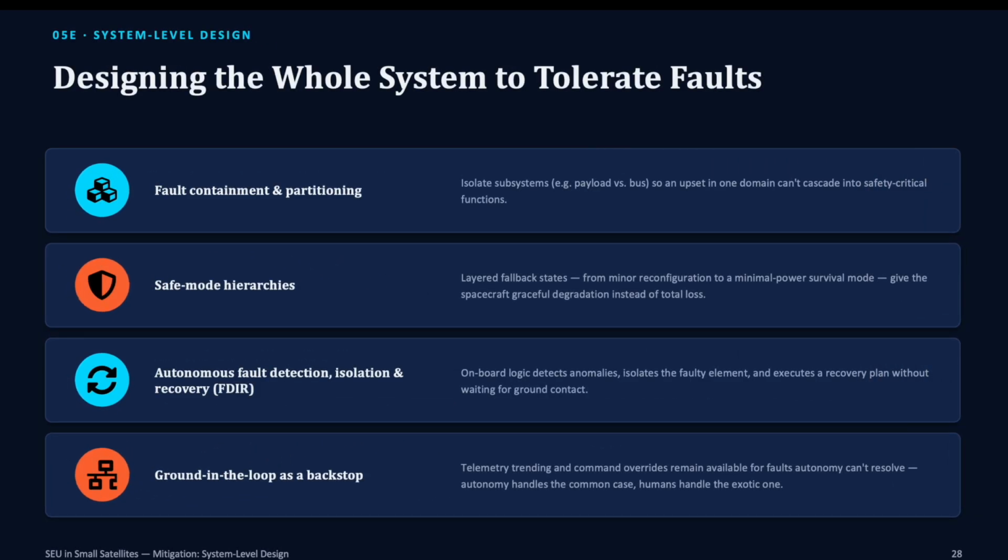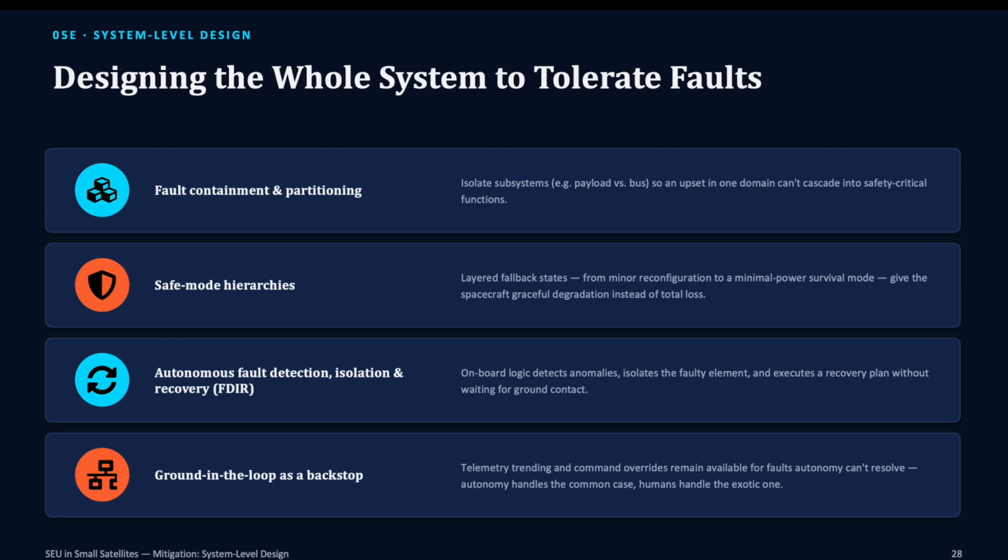When we zoom out to the system level, we have containment, we have safe mode hierarchies, and we have autonomous fault detection, isolation, and recovery systems that tie everything together. Fault containment isolates the subsystems. The safe mode hierarchies have layered fallback states.